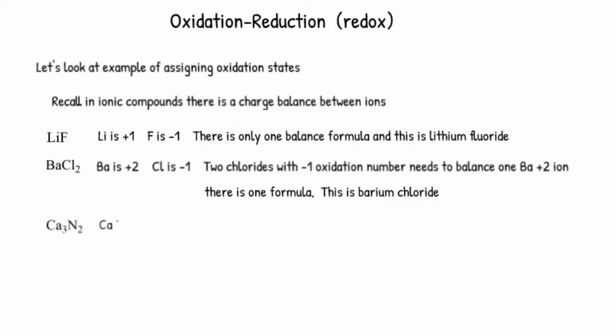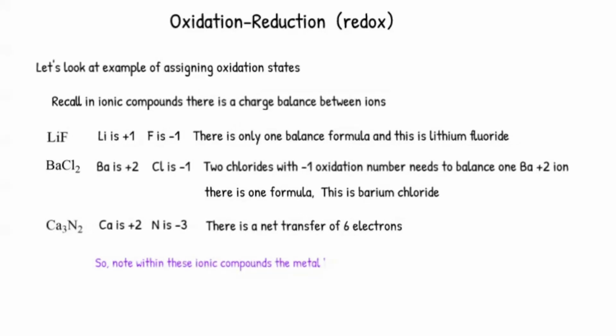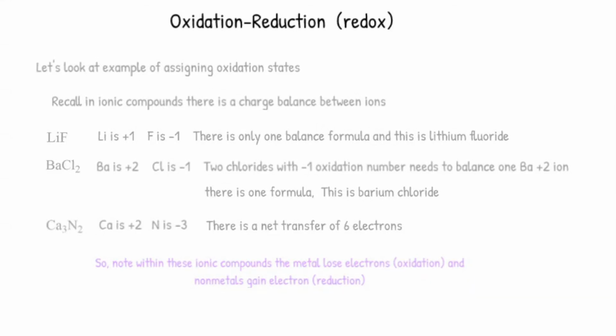Ca3N2, calcium is +2, it comes from column 2, and nitrogen is -3. There is a net transfer of 6 electrons. This ionic compound is called calcium nitride. So note, within these ionic compounds, the metal loses electrons, oxidation occurs, and the nonmetals gain electrons, reduction occurs.